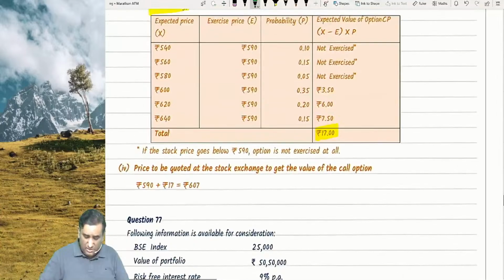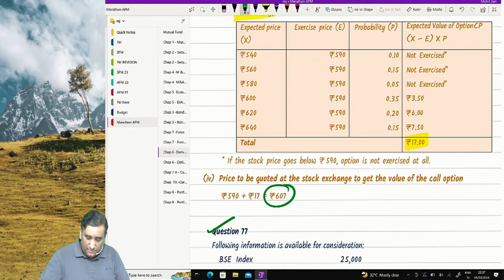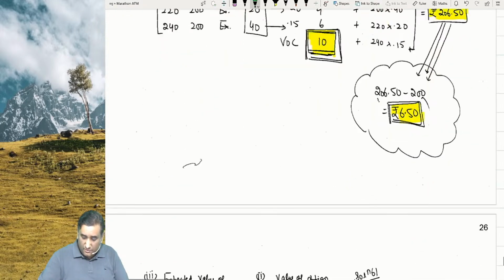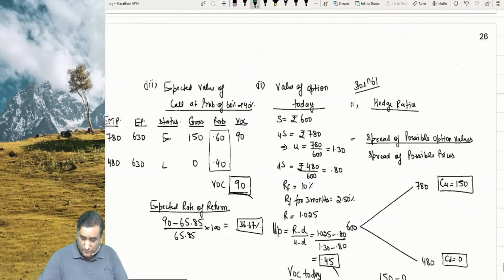There are some new parts. First three parts are common. That's an off-track question. Then on the option valuation, the method which comes, one of them is Black-Scholes.